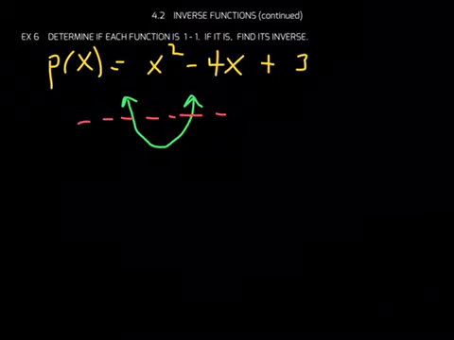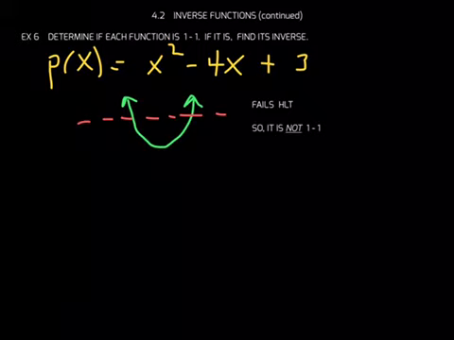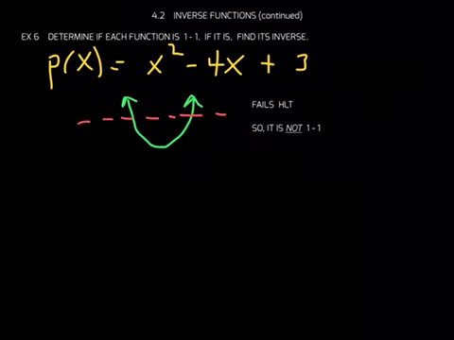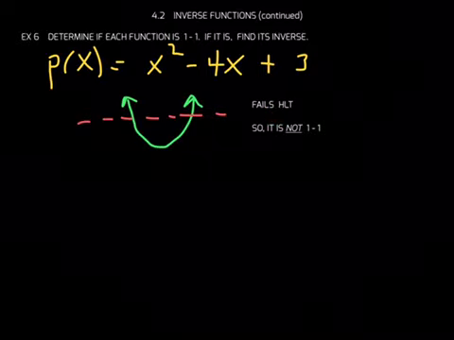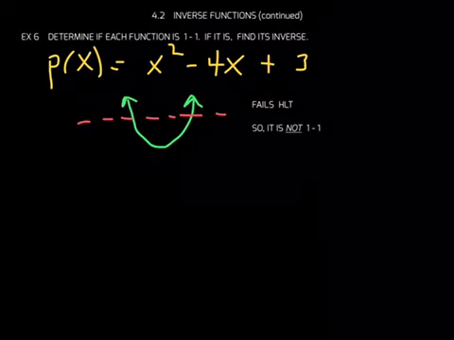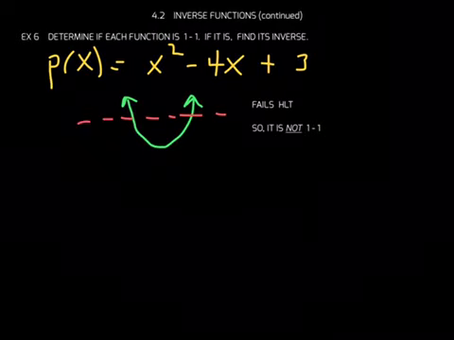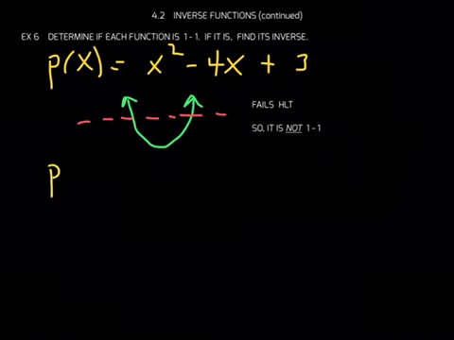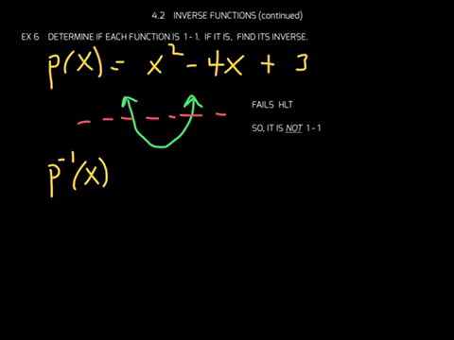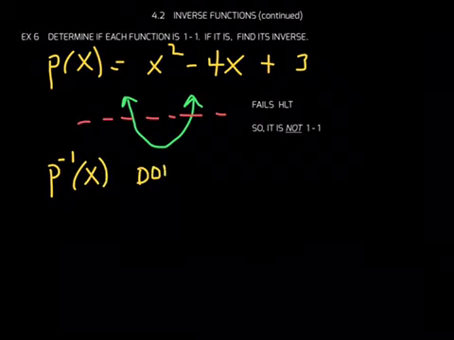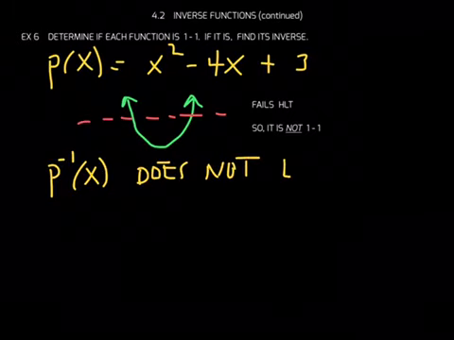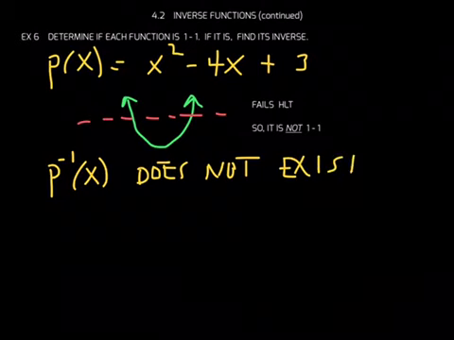So because this function, when graphed, would fail the horizontal line test, HLT just represents horizontal line test, the function P is not one-to-one. If it is not one-to-one, then that means its inverse does not exist. So P inverse of x, this inverse function, does not exist. So of course we're not going to try to find something that does not exist. So this problem is done.